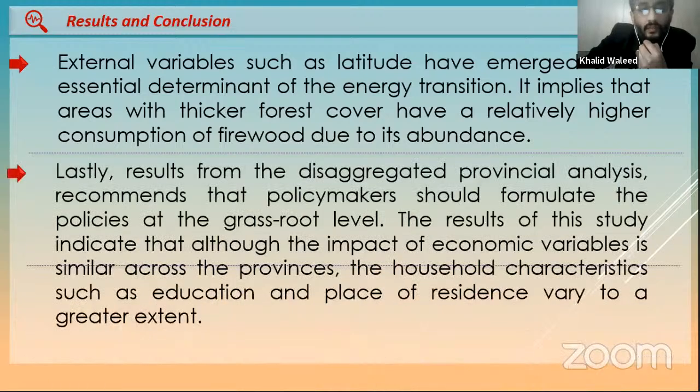Lastly, the results from the disaggregated provincial levels estimate that across the provinces, the dimension of energy transition varies to a greater extent. Therefore, government should devise policies so that each province gets to set its own policy. Therefore, each province can achieve energy transition by using policies at the grassroots level.